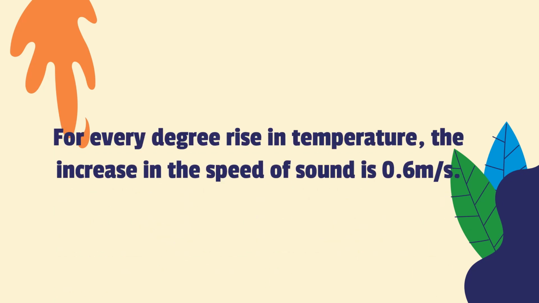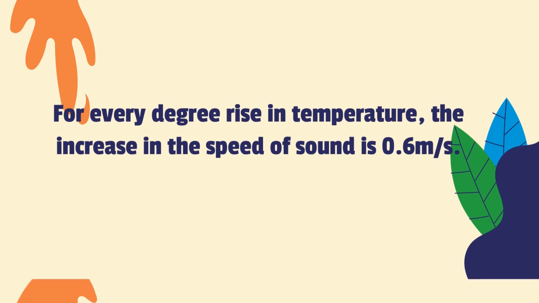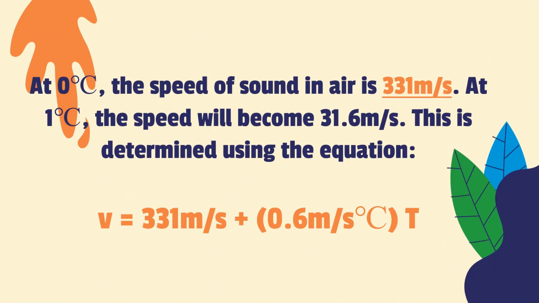For every degree rise in temperature, the increase in the speed of sound is 0.6 meters per second. At 0 degrees Celsius, the speed of sound in air is 331 meters per second. At 1 degree Celsius, the speed will become 331.6 meters per second. This is determined using the equation V is equal to 331 meters per second plus 0.6 meters per second degrees Celsius multiplied by the temperature. So, merong temperature sa dulo or capital letter T.